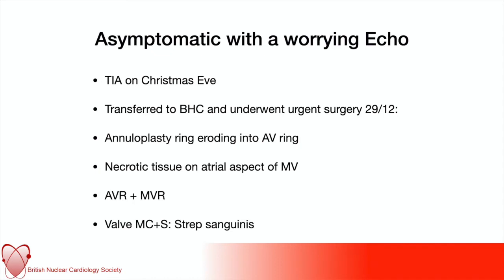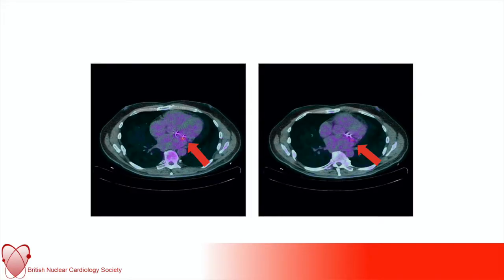However, he suffered a TIA on Christmas Eve, was transferred back into the hospital and underwent surgery, and that showed the annuloplasty ring was infected and was eroding, and there was necrotic tissue, and he had to have a double valve replacement, and the valve grew Strep sanguinis on cultures. So here the PET scan showed that there had been uptake in that valve, and maybe if the images had been heeded, then he might not necessarily have needed that emergency surgery for the complication of a further stroke.